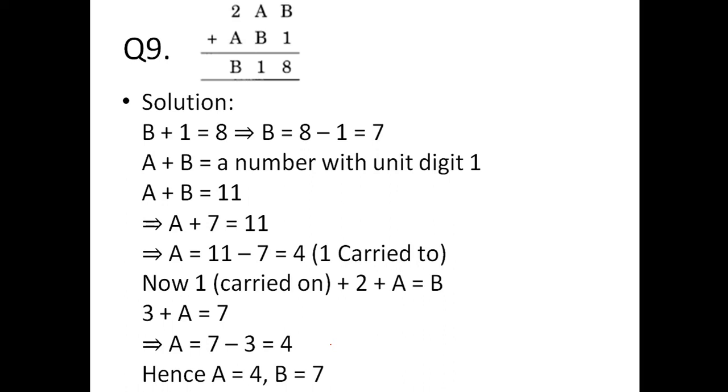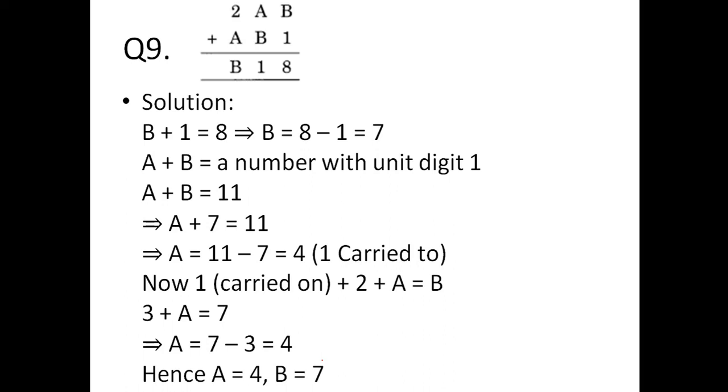Then the next one, A plus B equal to 1 in the units place. So it should be 11 only. So A plus B equal to 11. Just now we found B as 7. If you substitute, A plus 7 equal to 11, A equal to 11 minus 7 equal to 4. Then it will have a carry of 1, and that carry will go to the next column.